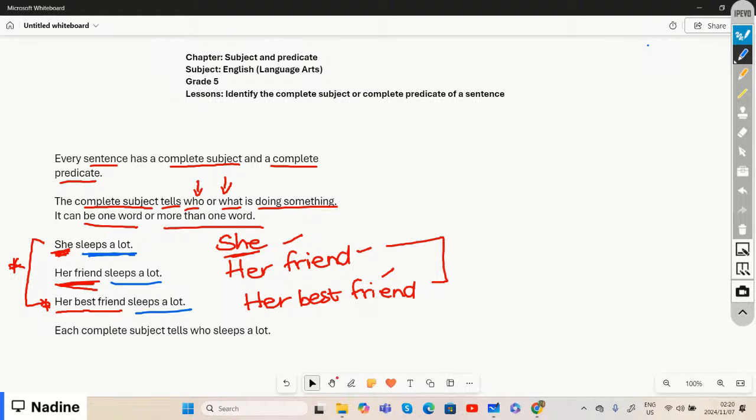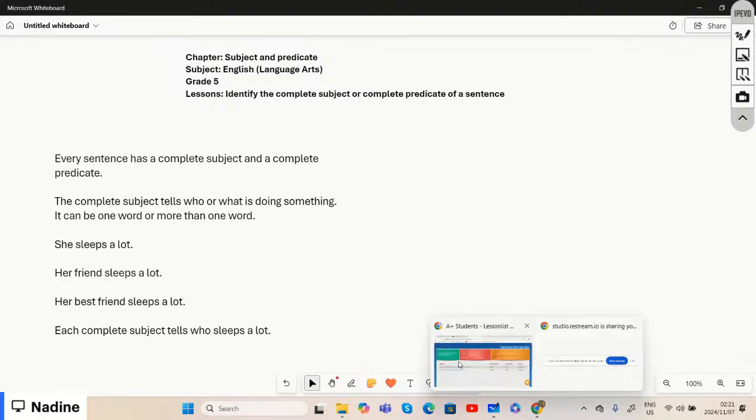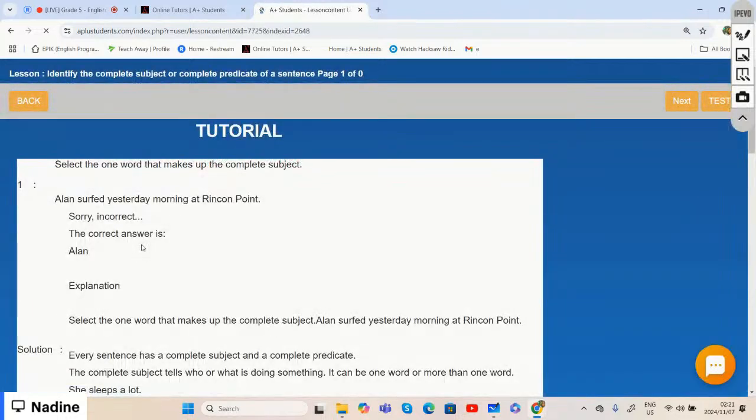All right. So when it comes to our completed subject, right? Each completed subject tells us who sleeps a lot. It's either she sleeps a lot, her friend sleeps a lot, or her best friend sleeps a lot. So well done. All right. So now let's go to aplusstudents.ca, and then we are going to go over a few activities and then go to our test.